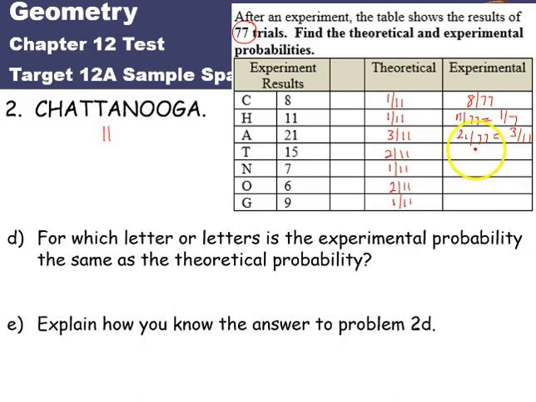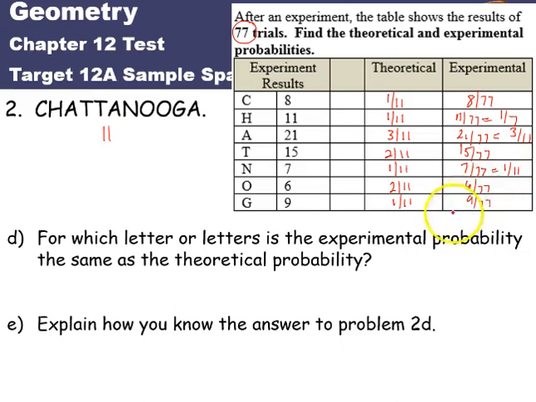Alright, they drew a T 15 times, so that would be 15 out of 77, and that cannot be reduced. N, they did 7 out of 77 times, and that can be reduced to 1/11. They drew an O 6 out of 77 times, that cannot be reduced, and they drew a G 9 out of 77 times.